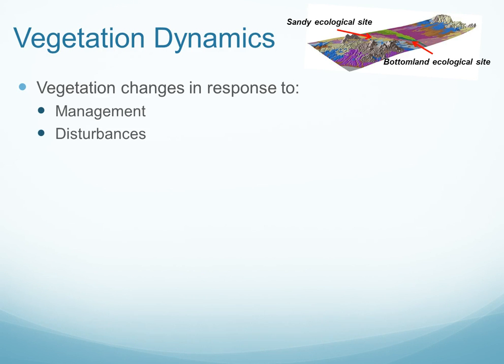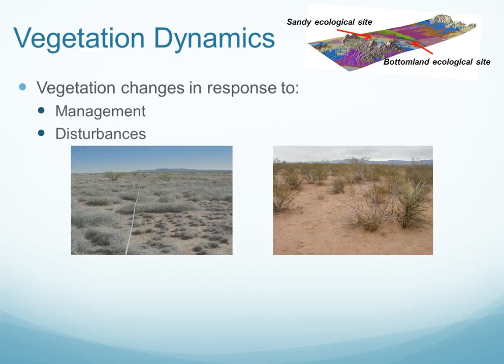The vegetation dynamics of ecological sites are important considerations for rangeland managers. As we said before, vegetation on these sites change and respond similarly to management and to disturbances. Knowing about how vegetation changes is important for managers because we use that information to identify the current status of a site and to predict how well a site is going to respond to management actions or to disturbances.